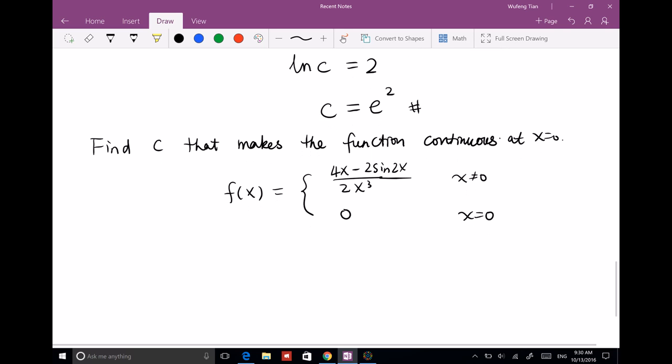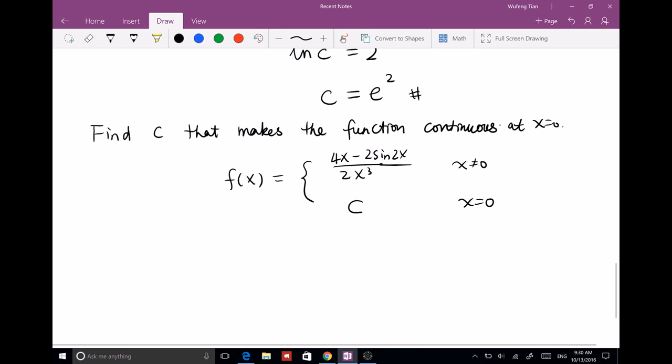Okay, in order to make this function continuous at 0, oh yeah, it's C, my bad, C. In order to make this function continuous, when x approaches 0, the function value 4x minus 2 sine 2x over 2x cubed will equal C. Then this is continuous.